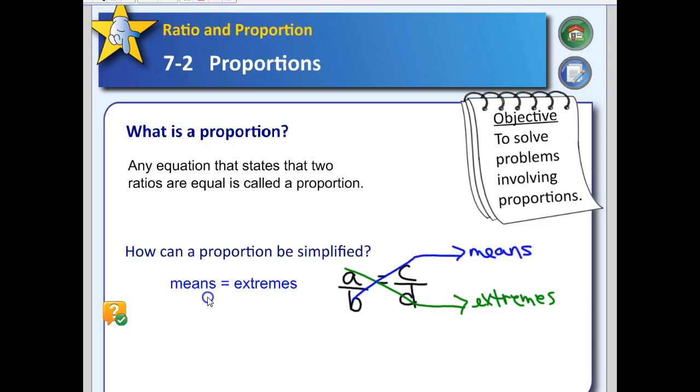So when I have the idea of means equals extremes, we can just use the multiplication property of equality. And basically, as you've learned in 7th grade, to solve any proportion, the easiest way to get there is to cross multiply. As long as it's a fraction equals a fraction, the easiest way to simplify and solve that is cross multiply. Now, let's see how we can apply that in a couple different situations as we look at our next slide.